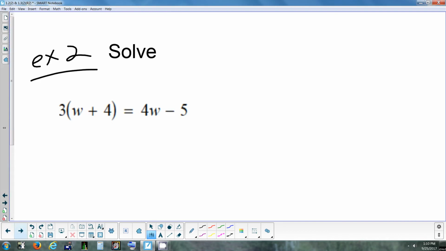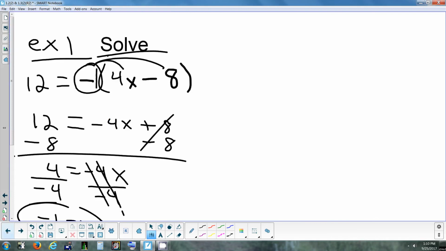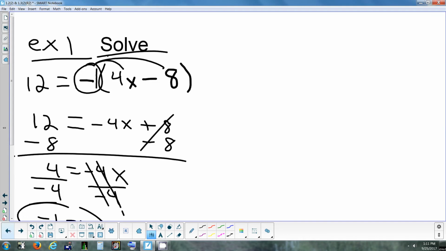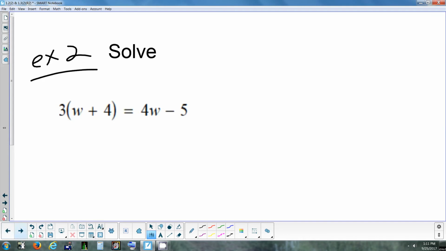All right, example 2. What's a little bit harder about this one than the last one? There's 2 terms on the other side of the equal sign. Yeah, there's 2 terms, and one of the terms has a variable in it. So now, once we do our first step, we have to make a few more decisions. All right, so first step, how about Xander? What's my first step here?